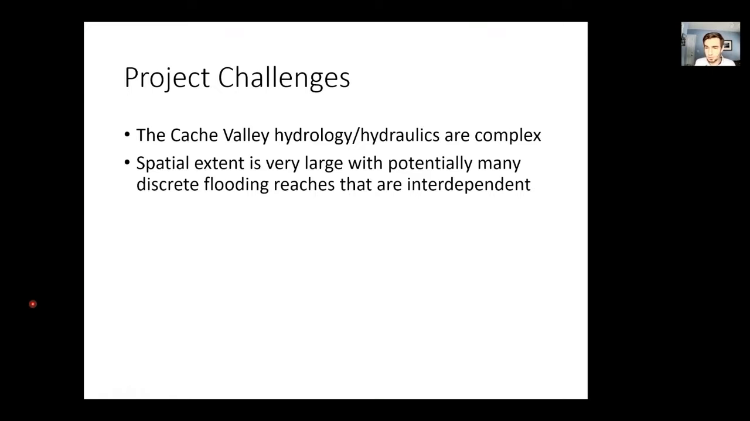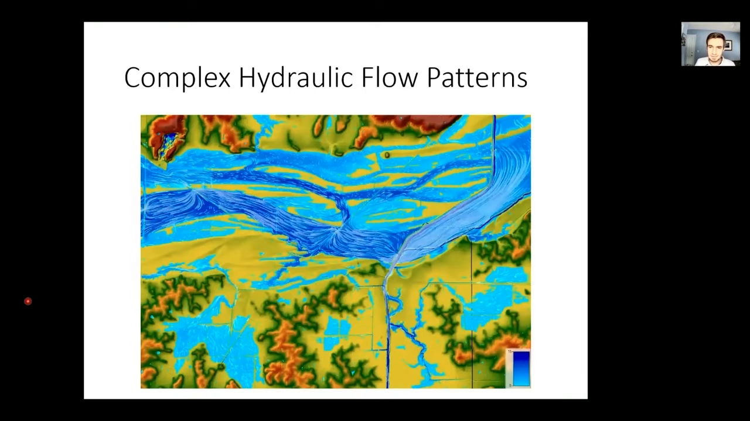Given these unique historic alterations within the valley, there are several challenges to overcome for us to develop floodplain mapping for this region. First, the Cache Valley hydrology and hydraulics are very complicated, as we'll see here on a slide. Additionally, this is a very large spatial extent that we're working with here, and there are many discrete flooding reaches that have varying degrees of interdependence with the Cache River.